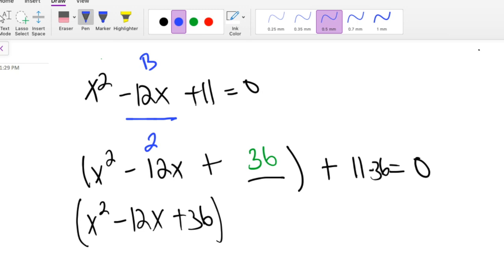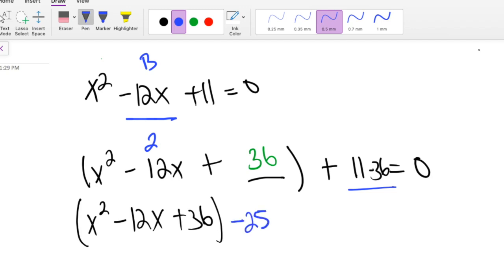Perfect. So now we have x squared minus 12x plus 36 right here. And now you know how I said in order to go from this step to this step, all we have to do is simplify? Well, that is exactly what we're doing now. We have rewritten this to be this, which is the exact same thing. And now we just have to do 11 minus 36. And that's going to give us negative 25.